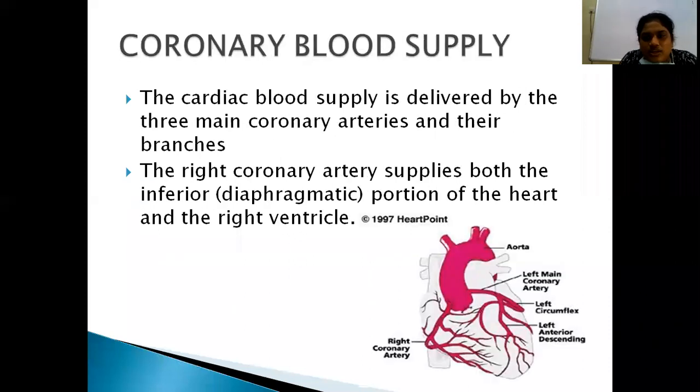Then, the coronary blood supply. The cardiac blood supply is delivered by the three main coronary arteries and their branches. The first one is the right coronary artery, then the left main coronary artery, which divides into the left circumflex artery and the left anterior descending artery. The right coronary artery supplies both the inferior portion of the heart and the right side, that is the right ventricle of the heart.